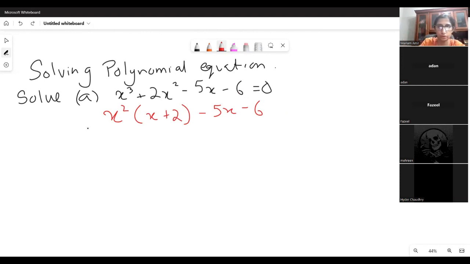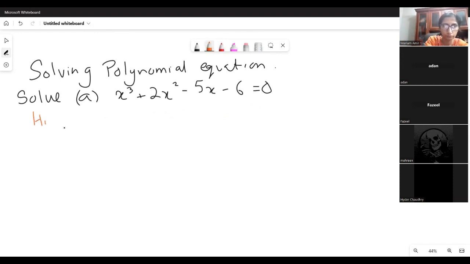So now, since it's a cubic equation, it's going to have three solutions. The first solution you always find by hit and trial. So use hit and trial for the first root or first solution.